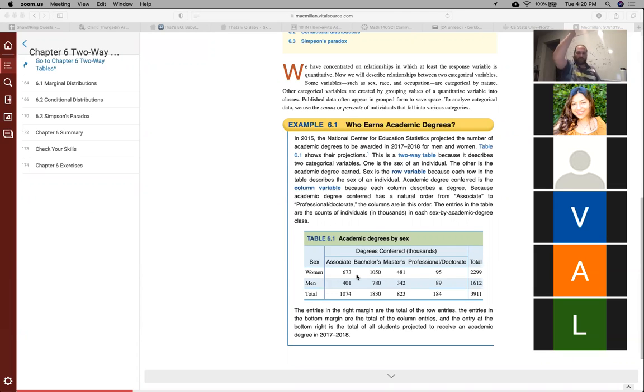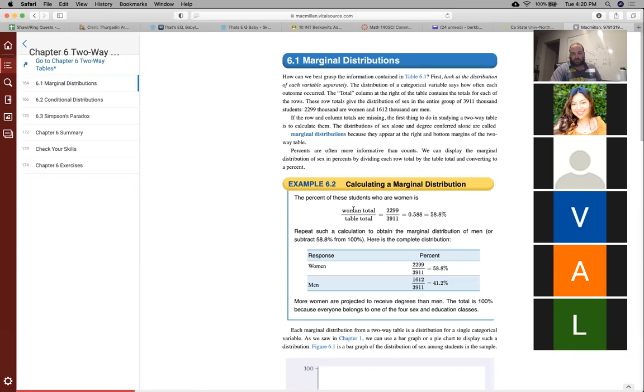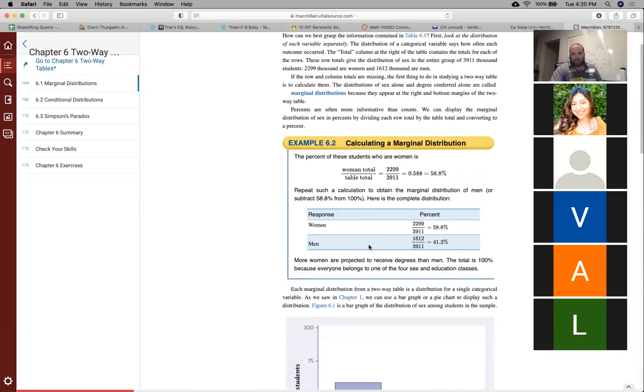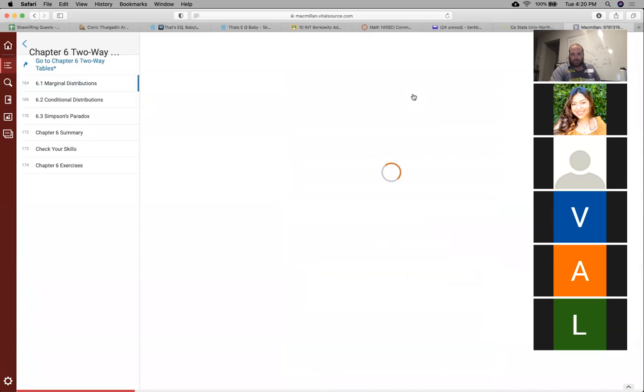So this is a two-way table. It's called a two-way table because it's one way, two ways. The marginal distributions deal with the numbers that are in the margins. So for example, looking at the table, which is now gone, I don't know why they made it disappear, but if I say, what percent of the students in the table are women?